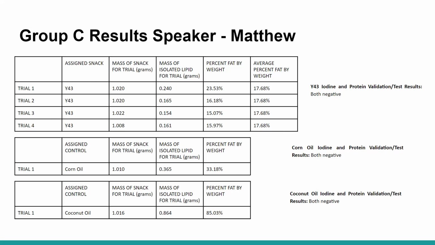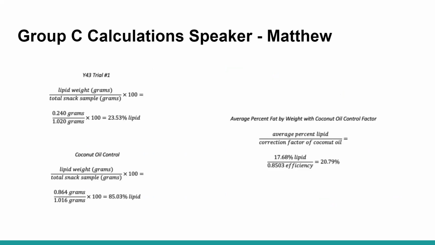And next up, we have how we did our calculations. For our trial 1, you can see how we did our calculation to get the 23.53% lipid. Below we have our control group doing the same exact equation. We found 85.03%. Then we took the average percent lipid, dividing by the correction factor, to get 20.79% as our adjusted percent fat by weight.